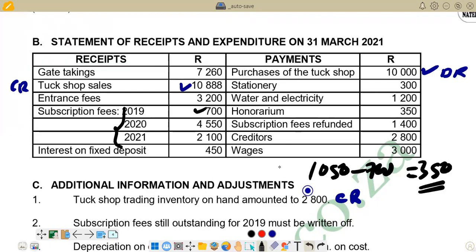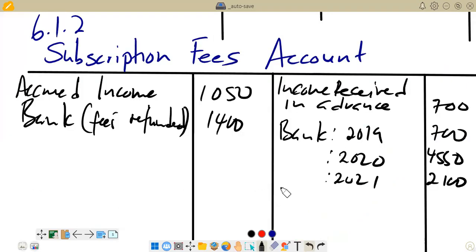And when we write them off, we go to the credit side and enter them there. We write fees written off on the credit side, 350. So we enter that entry, fees written off, and the amount is 350. So this is what we have there. We can also check other entries that are supposed to be done according to the additional information.